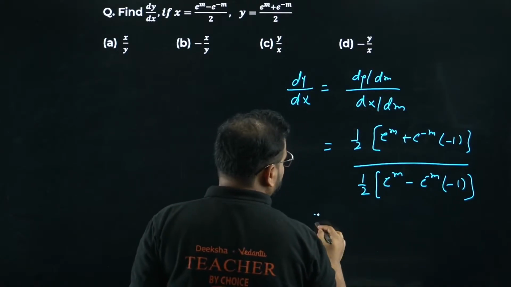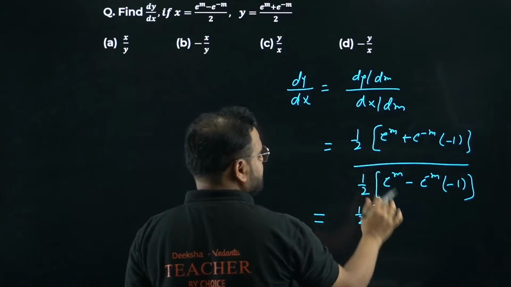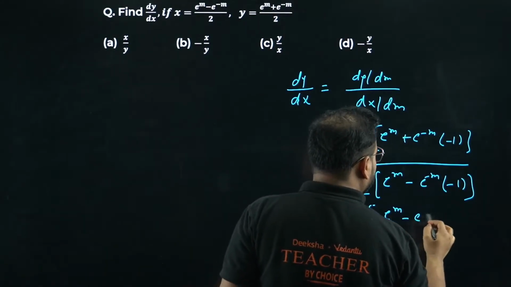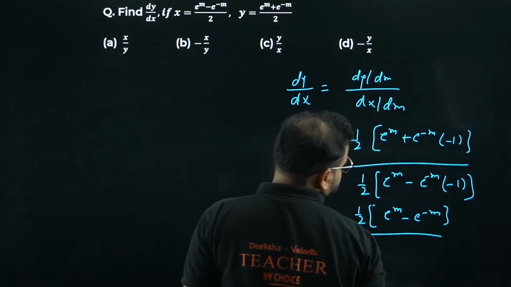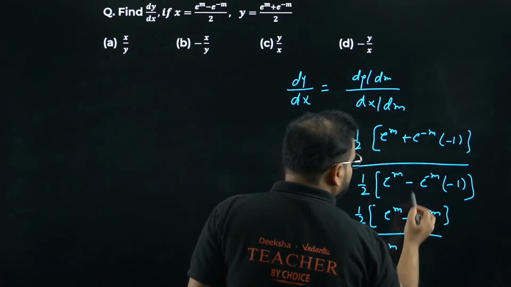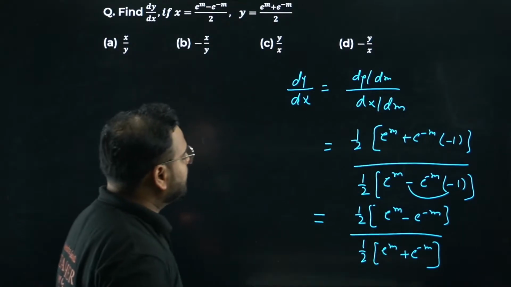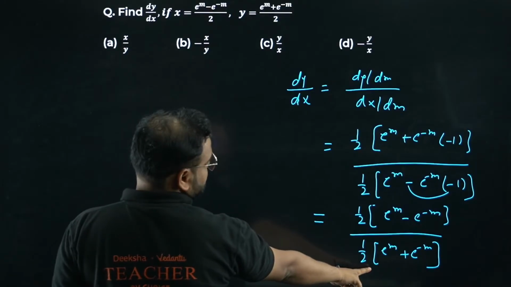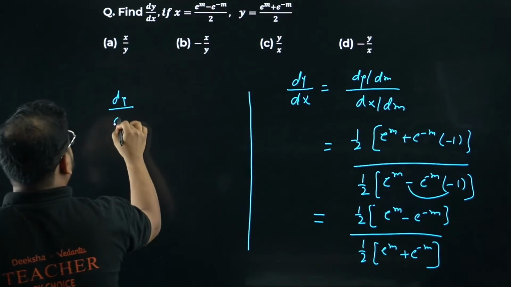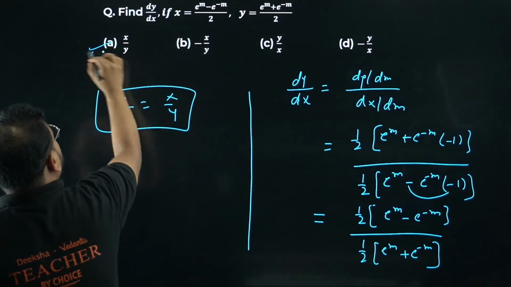I can simplify, so I'll have 1 by 2 over here. Please check, don't cancel this 2. What are you going to have? E power m minus e power minus m divided by, I have over here again 1 by 2, e power m plus e power minus m. Please cross check the question now. This is nothing but y, and this is nothing but x. So I'm getting my value of dy by dx as x by y. Option A is correct.